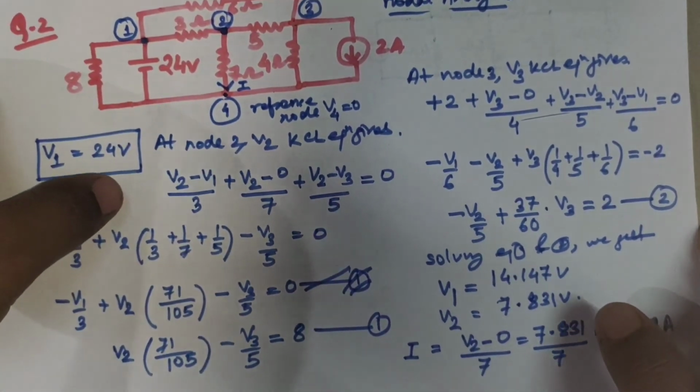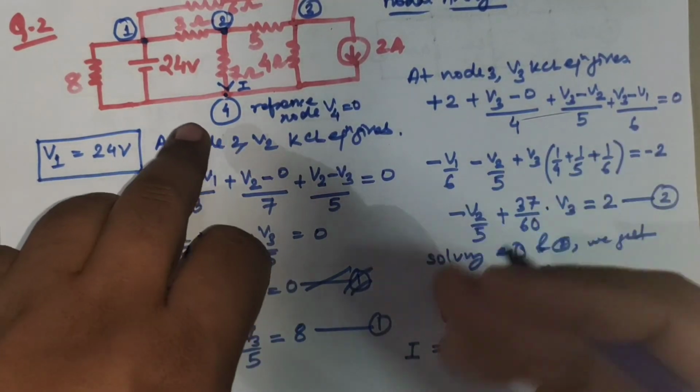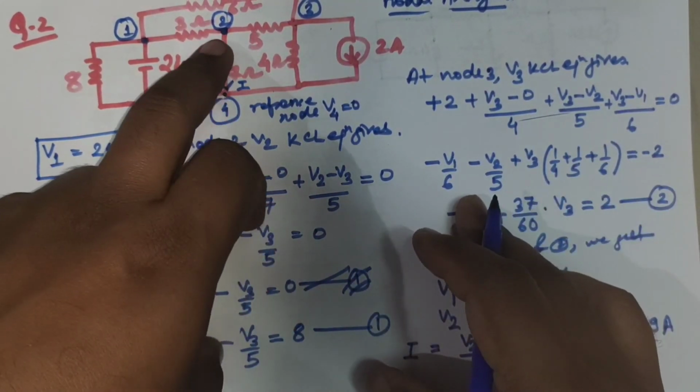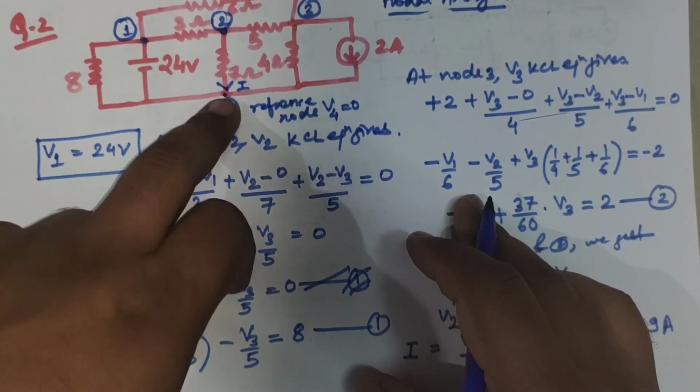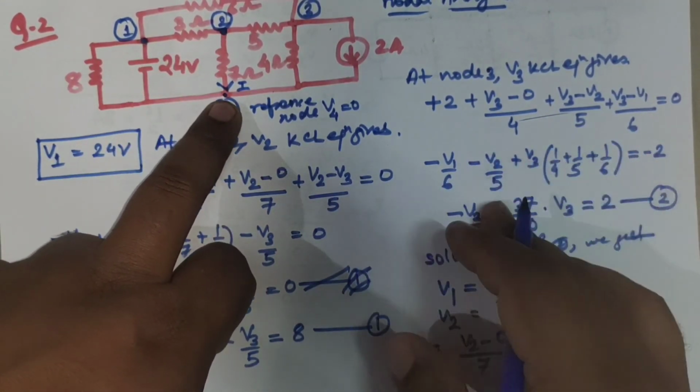So in this way, the nodal analysis for type 3, where a voltage source is connected between a node and a reference node, can be easily solved out.